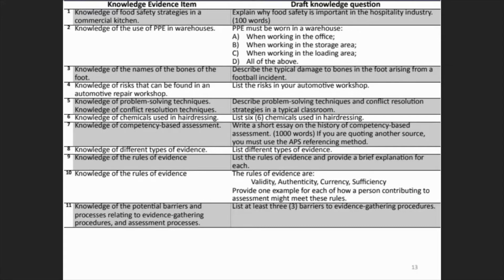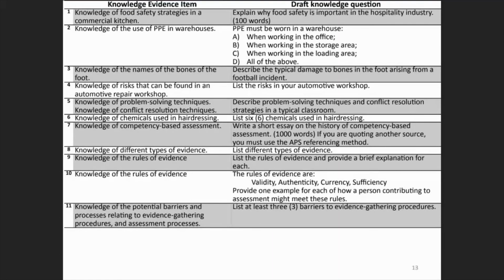On the other hand, if we look at number 10, it looks quite okay. Knowledge of the rules of evidence are validity, authenticity, currency, and sufficiency. Provide one example of each and how a person contributing to assessment might meet these rules. Now we're getting into what would be a certificate four unit of competency, and we're looking now for examples and illustrations which would reflect that. If you look at the final one, knowledge of potential barriers and processes related to evidence gathering procedures and assessment processes, you can see that the question only deals with part of the standard.